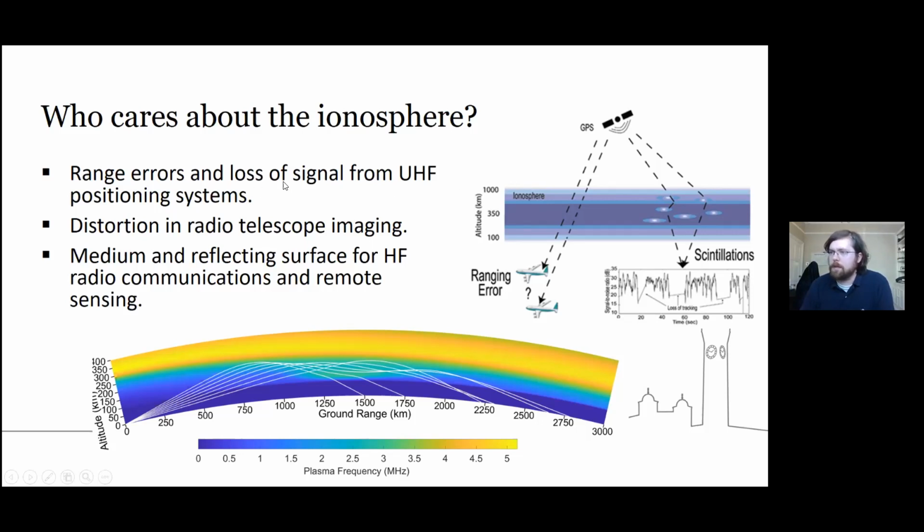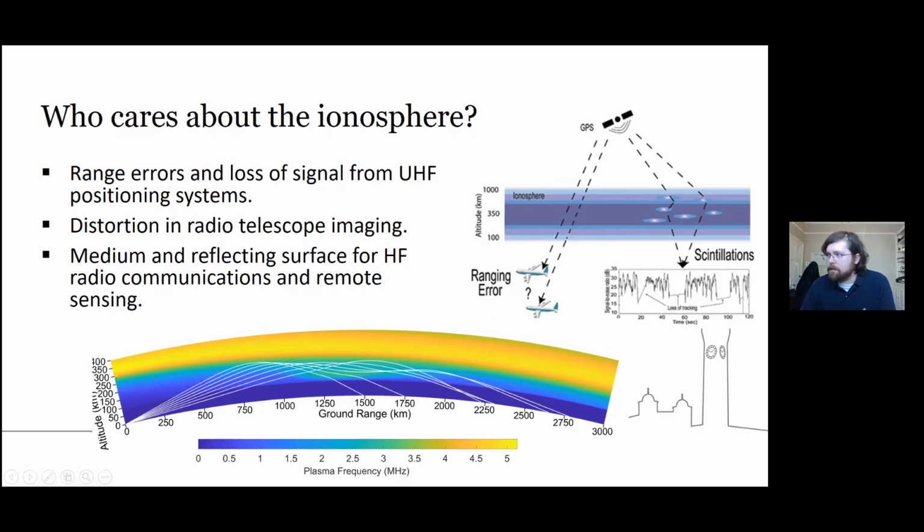One of those is for global navigation satellite systems like GPS. As their signals propagate through the ionosphere, the signals can experience range errors that eventually translate into errors when you try to triangulate your position. Also, irregularities in small-scale structures in the ionosphere can cause the signal to be scattered or diffracted, resulting in a loss of signal integrity, eventually a loss of the ability of the receiver to track the signal, knocking out your GPS.